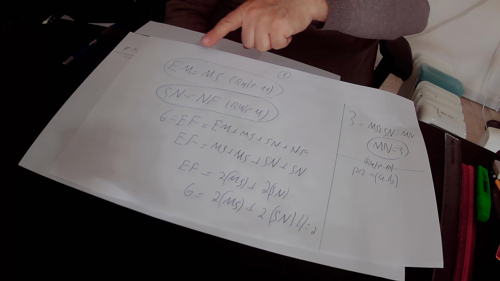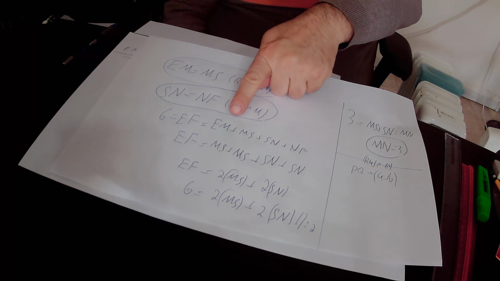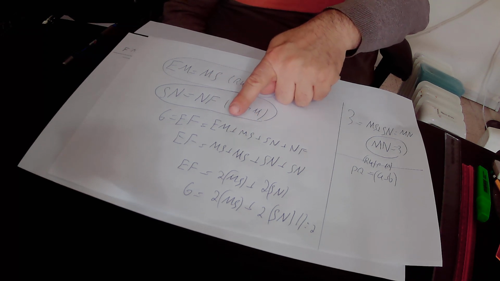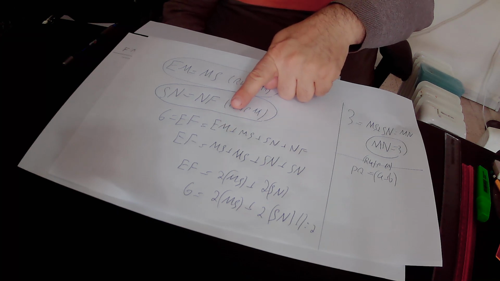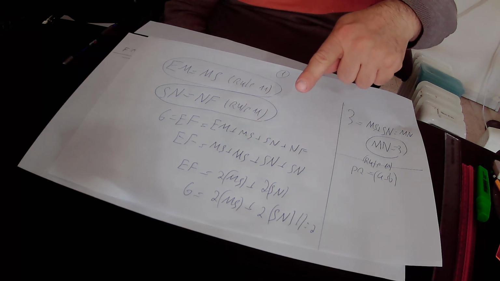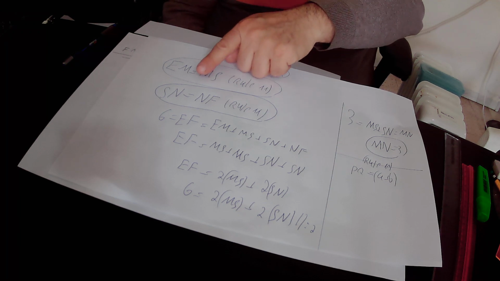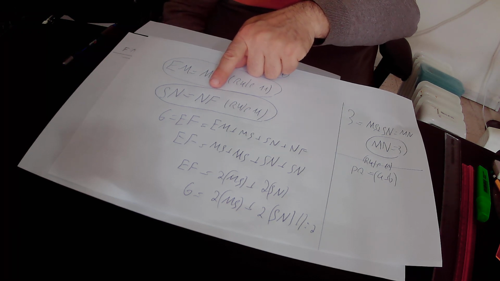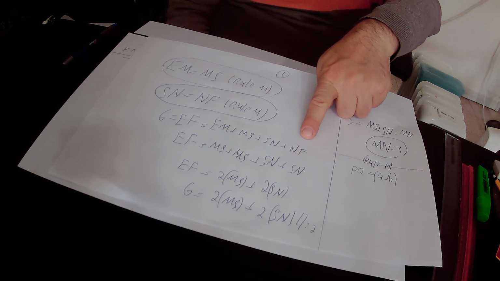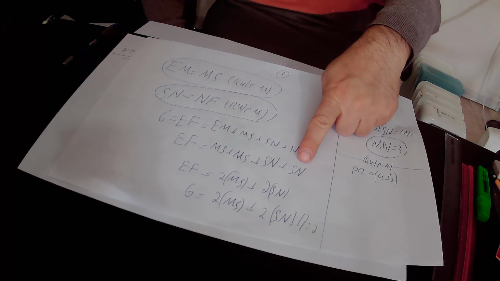We have already found out that EM equals MS, so we can substitute EM in this equation by MS. We did it here. So EF equals EM, that is MS, plus MS, and we have plus SN. We have already found out that SN equals NF, according to rule 11, so we can substitute NF in this equation by SN, because SN equals NF. So we substitute NF by SN.